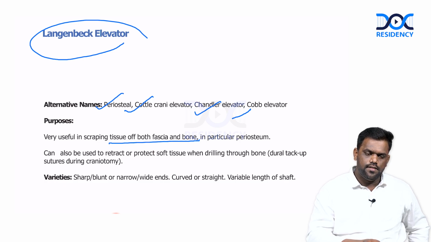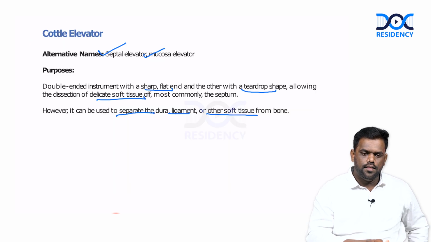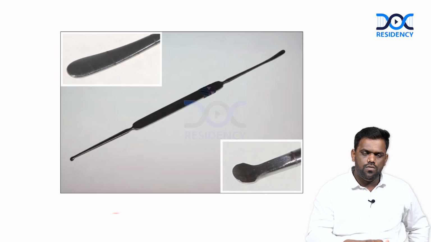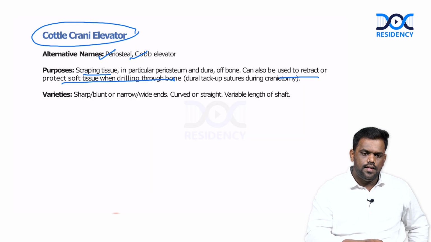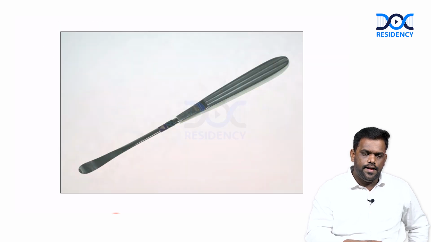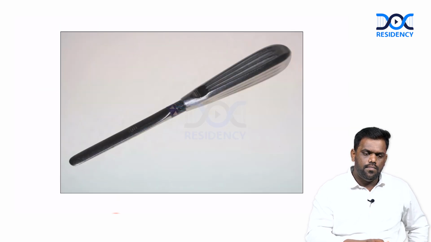Let's revise the elevators. This is your Langenbeck elevator. This is your Cottle elevator. You have two narrow ends. This is a Cottle Cranny elevator. This is a Bowley's elevator.